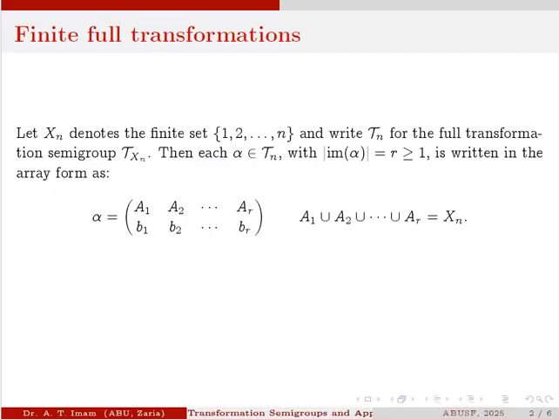And when you are dealing with a finite set, that means the number of blocks must be finite, and these blocks form a partition of the set Xn. So if we take the union of A1, A2 up to Ar, then we have the entire set Xn. This is actually what it means to be a full transformation, because for a full transformation, the domain of the mapping should be the entire set, as we have it here.